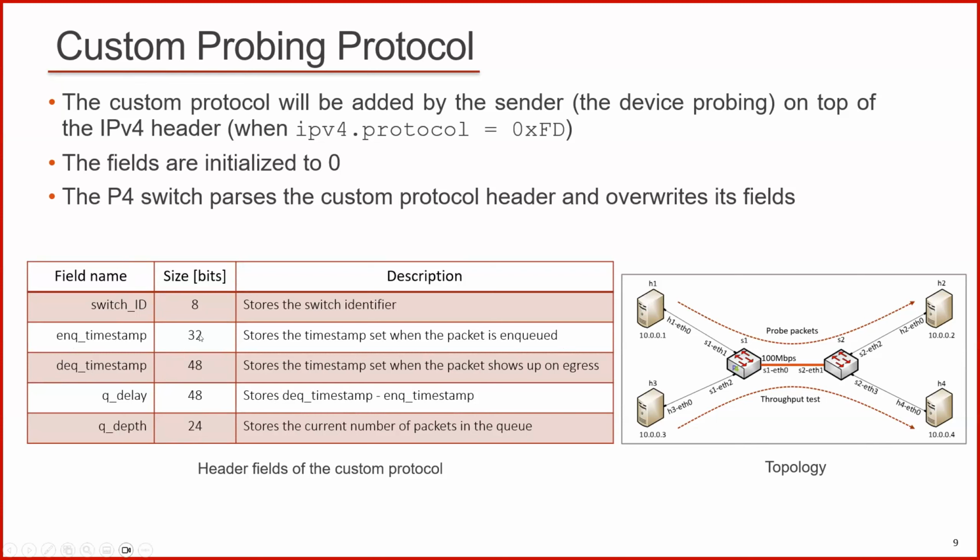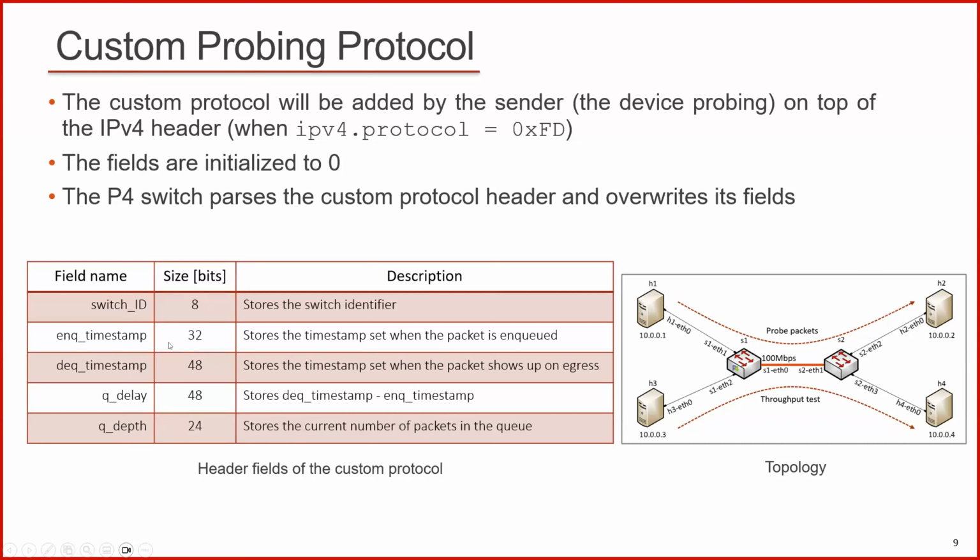We have the in-queue timestamp. This is going to be 32 bits. This is when the packet is first in-queued. The dequeue timestamp, 48 bits. The queuing delay, which is essentially the difference between these two timestamps. And finally, the queue depth, which is the number of packets in the queue.